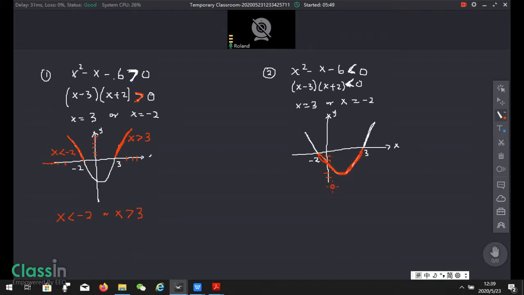And we can see clearly that when the curve is negative, if it's less than 0, then the value of x is between negative 2 and 3. So the value of x is between negative 2 and 3. And that is the solution.